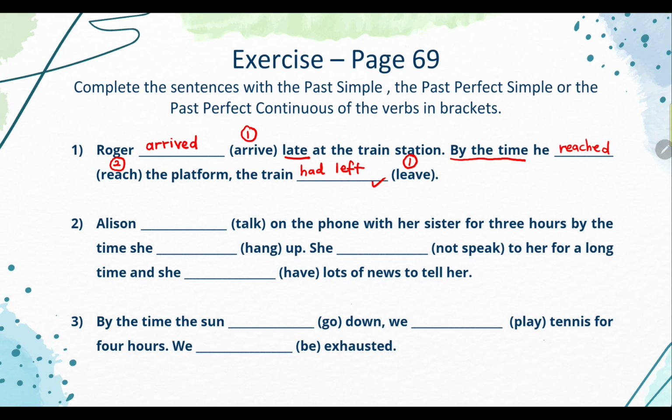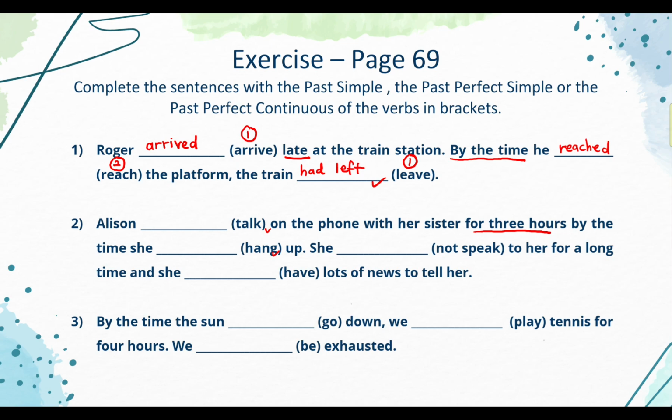Number 2, Alison talked on the phone with her sister for 3 hours. For 3 hours, so there's a time expression, there's something about time here. By the time she hang up. So there are 2 actions, talk and hang up. So you have to think about, does this action happen continuously? Adakah dia berterusan? Ataupun adakah dia hanya 2 action yang one happens before the other. She not speak to her for a long time and she have lots of news to tell her.